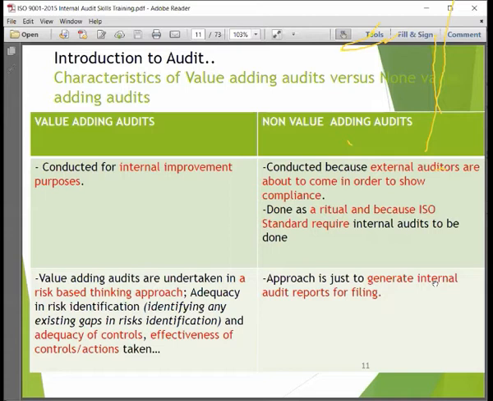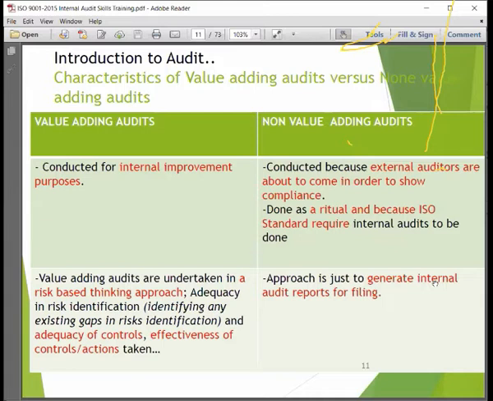Otherwise, we can still do the audits, but non-value-adding audits are conducted because external auditors are about to come in order to show compliance. And that is a big temptation that we fall into. You are just doing it because there is an external auditor, so that they can find the report has been done, everything is there, so that you can be ticked or given a certificate. Done as a ritual, and because ISO standards require internal audits to be done. Because the ISO requires it, that's why you are doing it.